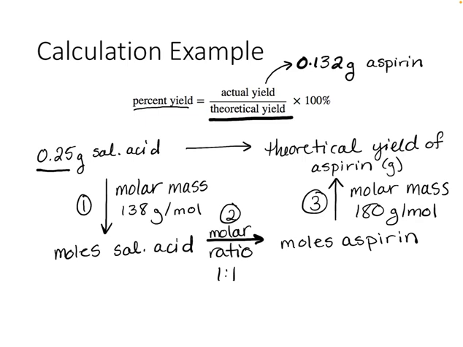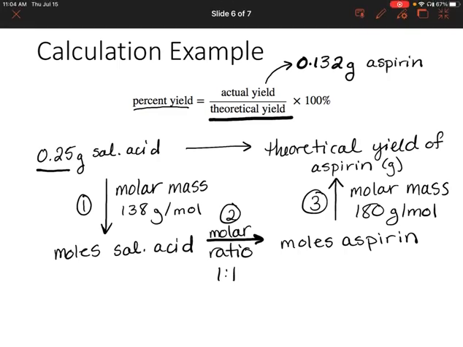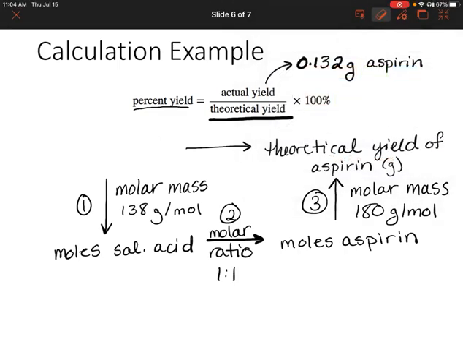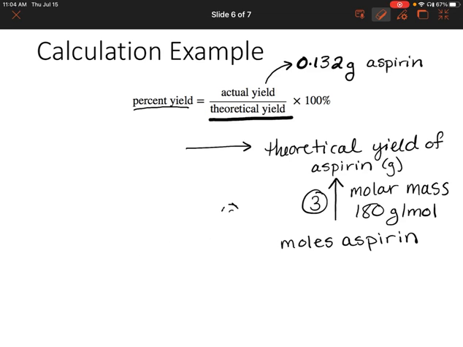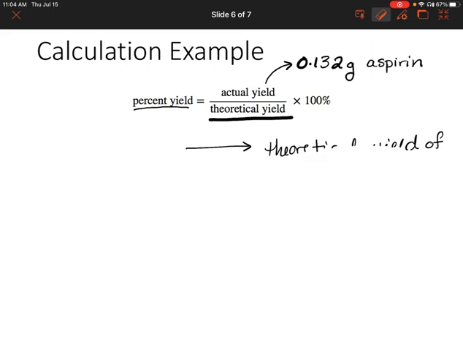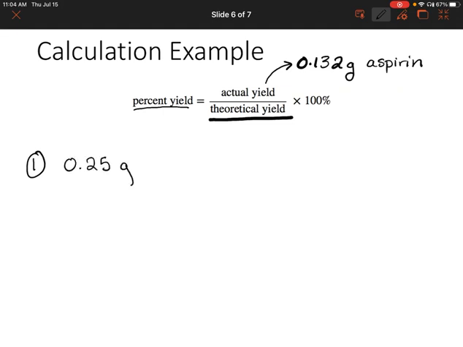Okay, so let's actually perform each of these steps. So I'm just going to erase and make some room here. So hopefully you wrote all that down, but you can always rewind the video. All right, so step 1, we have our initial mass of salicylic acid. And then we're going to use the molar mass of salicylic acid to give us the moles of salicylic acid. So we were told that the molar mass is 138 grams per mole.